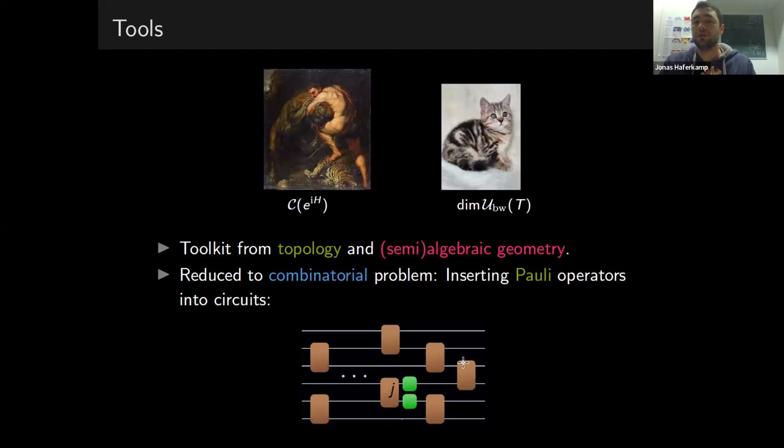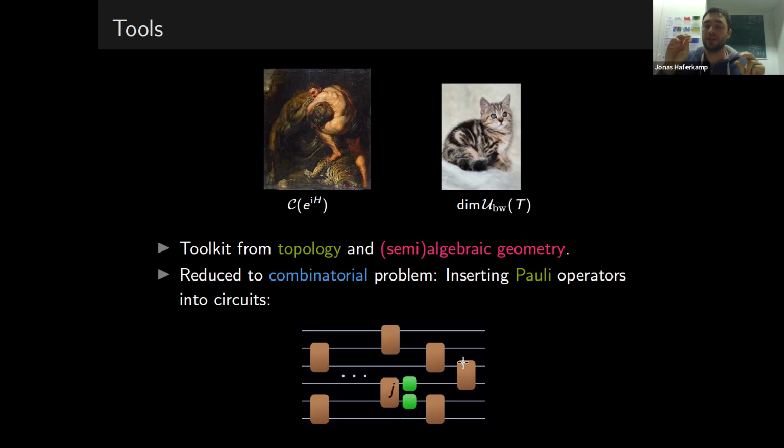but what we achieve basically from this is that we have taken this extremely complicated mythological creature that is the circuit complexity of the time evolution of some Hamiltonian, and we have replaced it by something that is comparably tame. And it is tame because we can use a toolkit from topology and semi-algebraic geometry to lower bound this dimension. In particular, what we do is, using semi-algebraic geometry, we reduce this to a combinatorial problem.